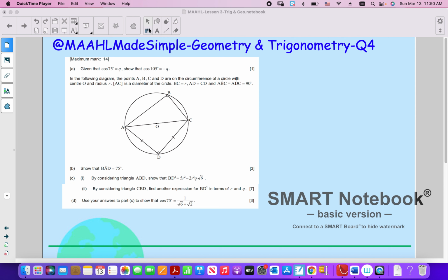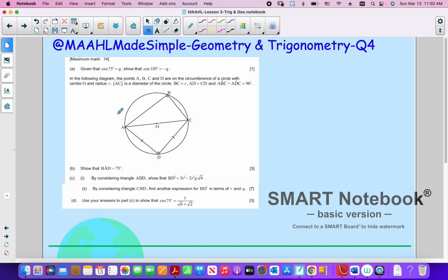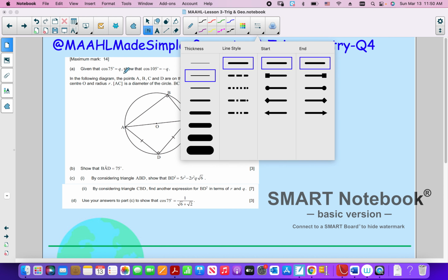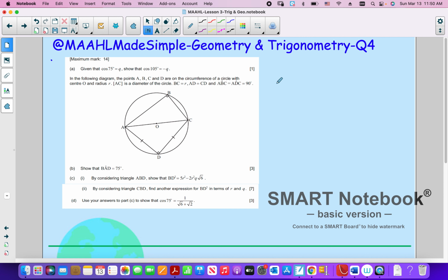Part A is asking us to show that cosine 105 is equal to minus q, given that cosine 75 is equal to q. The rule that we are going to use is the supplementary angle rule. Cosine of pi minus theta is simply equal to minus cosine theta. That's it.